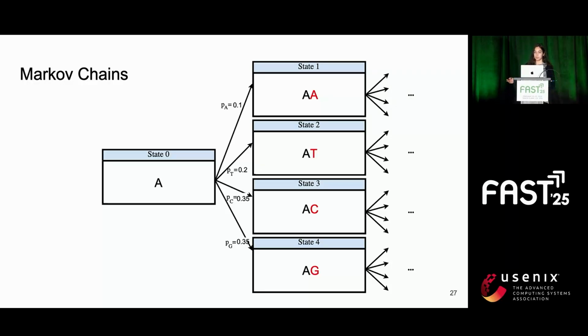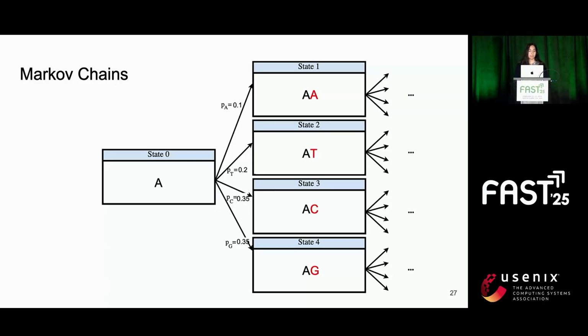So in this example here, we start with a base. Here in this example, it is the base A, and then we want to add the next base to it, so either A, T, C, or G. So now how do we move from our current state, where we have only 1 base, to the next state where we have 2 bases?